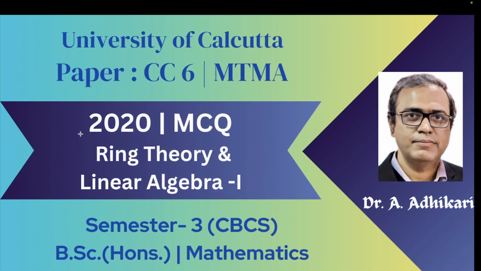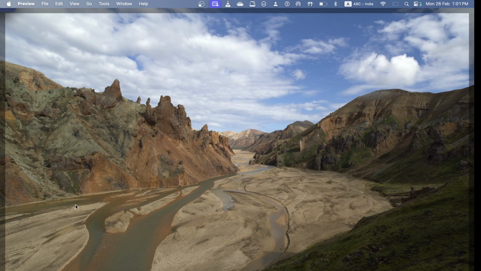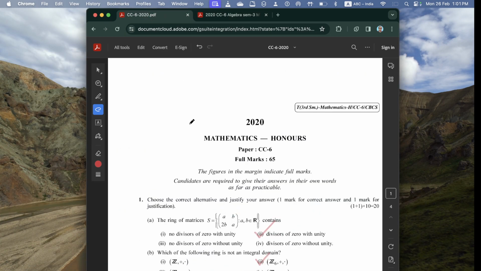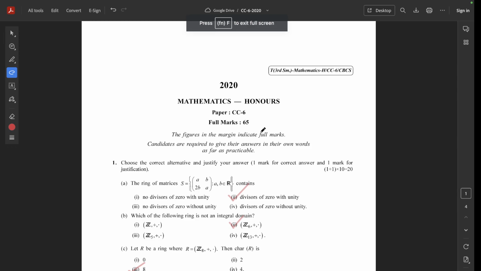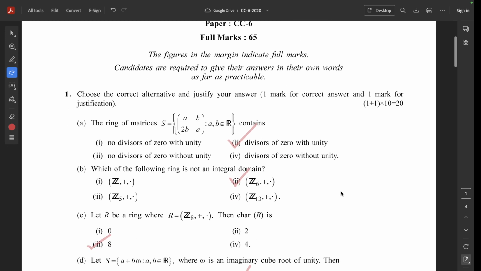Now we discuss the MCQ of the paper CC-6 Mathematics Honors 2020, Ring Theory and Linear Algebra 1. Question paper of 2020. Question 1a.